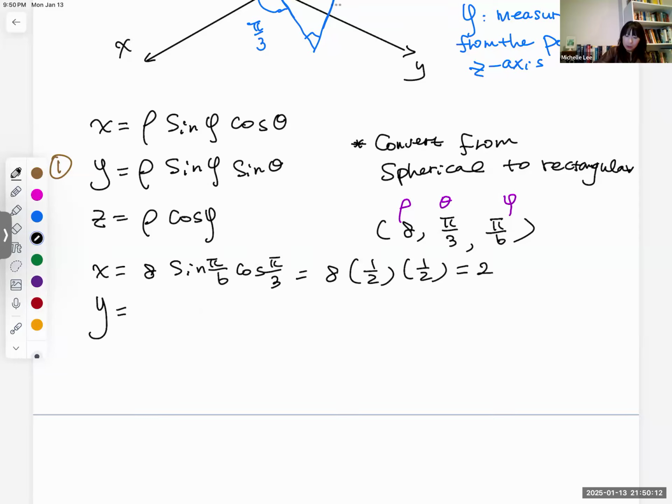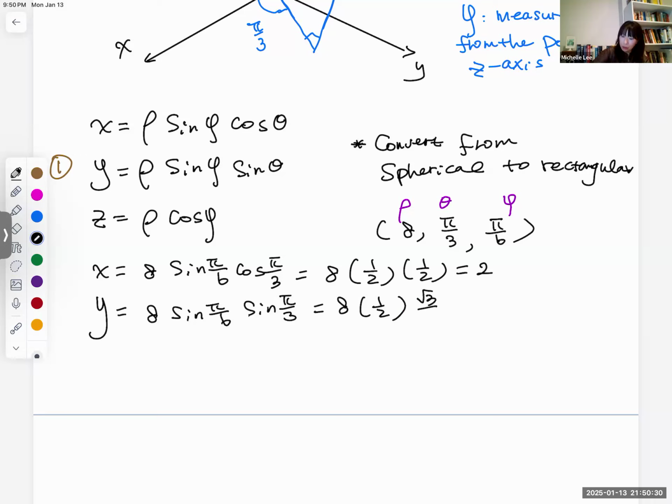Y equals rho sine phi sine theta. So 8 sine pi over 6, which is 1/2, times sine pi over 3, which is the square root of 3 over 2. Simplify, then we get 2 square root of 3, right?